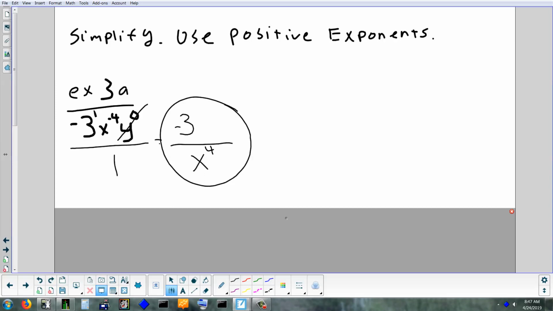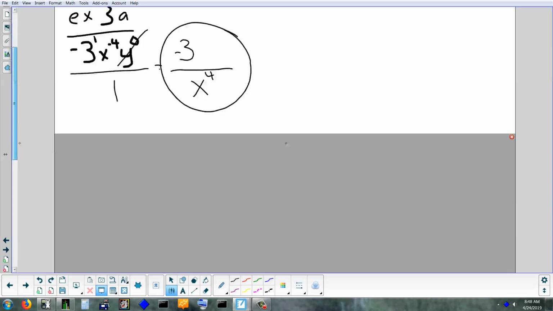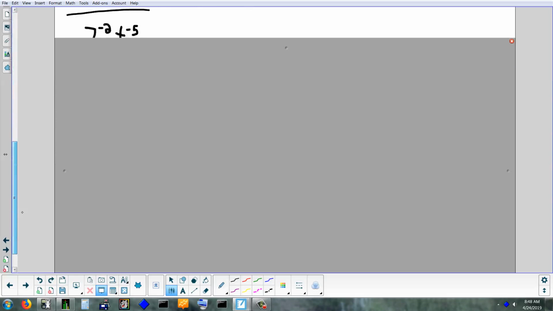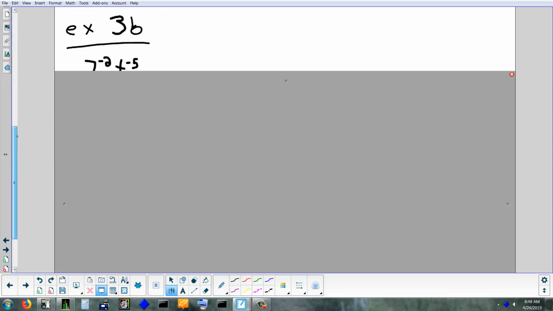We only had two of the steps we didn't talk about in what we wrote down. If we have anything to the 0 power, cross it out, and if we see a negative exponent, put it over 1. All right? So that's it. That's all I have to do for that one. Let's look at 3b.